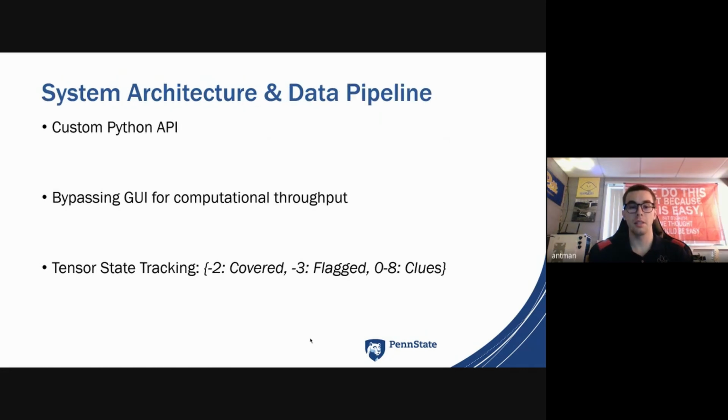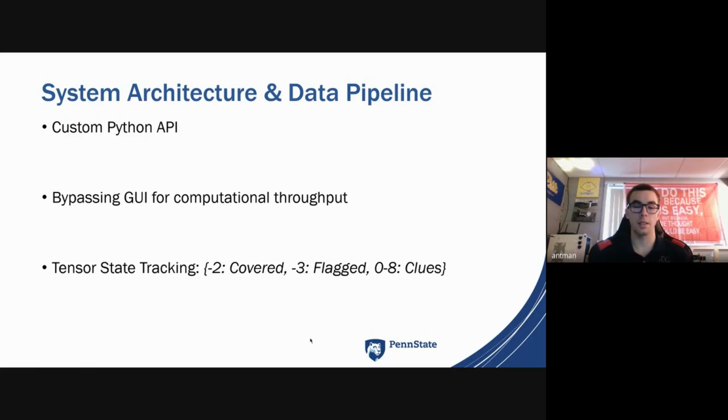To test our solutions, we couldn't just use a generic web environment. We built a custom Python simulation API from scratch to act as our testing ground. To ensure that we could run thousands of tests for statistical accuracy, we had to strip out all of the graphical user interfaces. Rendering graphics using libraries such as tkinter or Pygame takes up massive CPU overhead, which bottlenecks the data collection.